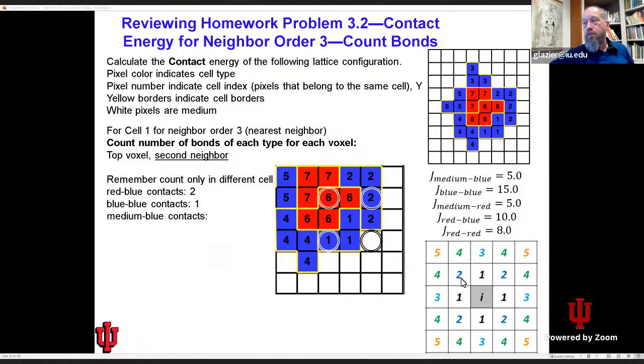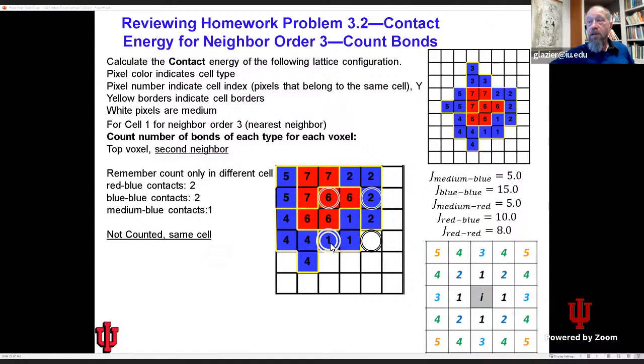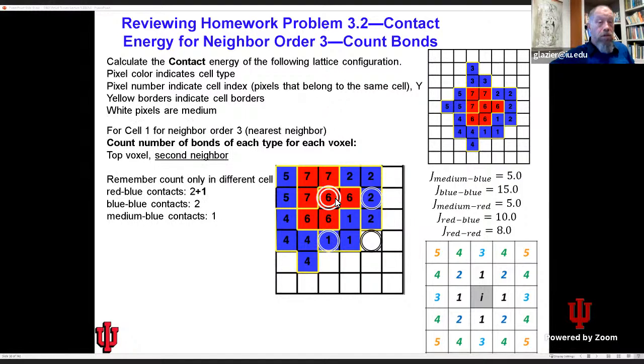Now I go to second neighbor, corners, these 4. I do the same thing. I start here in the top right. I have 1 unit of blue from this 2. I have 1 unit of medium now from this corner. This doesn't do anything because I'm inside my own cell. And then the last one gives me a unit of red-blue. And so I've got 3 more voxels, 1 red-blue, 1 blue-blue, and 1 medium blue.